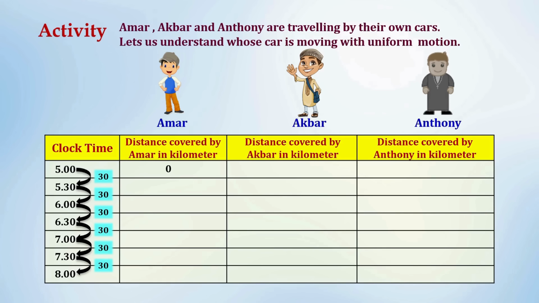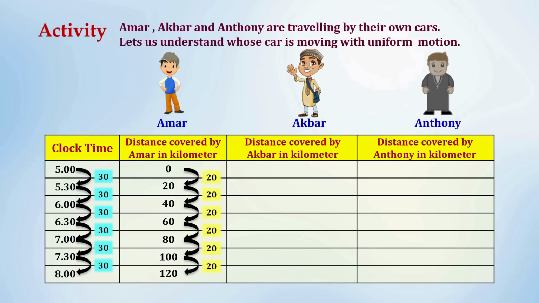Step 2. Observing Amar's distance. Now look at the distance covered by Amar. Amar covers 20 kilometers every 30 minutes. The distance covered in each equal time interval is the same. So, Amar's car is moving with uniform motion.